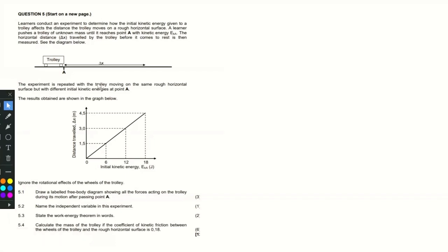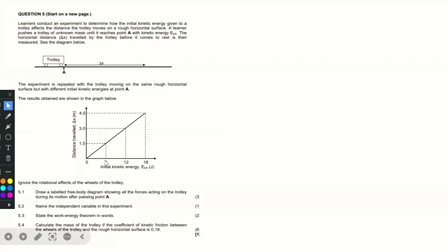And then they say the experiment is repeated with the trolley moving on the same rough horizontal surface, but with different initial kinetic energies at point A, right? Okay, so we have a graph there indicating all of that. And then we are given questions right there. They say ignore the rotational effect of the wheels of the trolley.